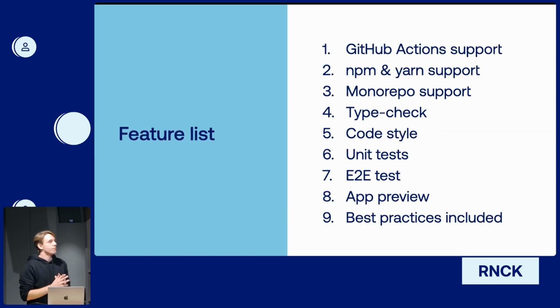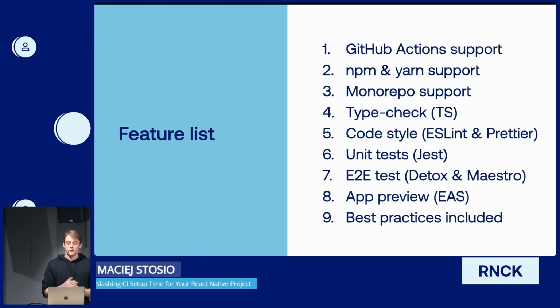And from the feature list, we focus on GitHub Actions. We support Yarn and NPM. We also have support for monorepo. Among the features, we focused on type checking, code consistency, unit tests, end-to-end tests, and app preview. Those are made with TypeScript, ESLint, and Prettier, Jest, Detox or Maestro for end-to-end tests, and app preview with EAS Build or EAS Update.